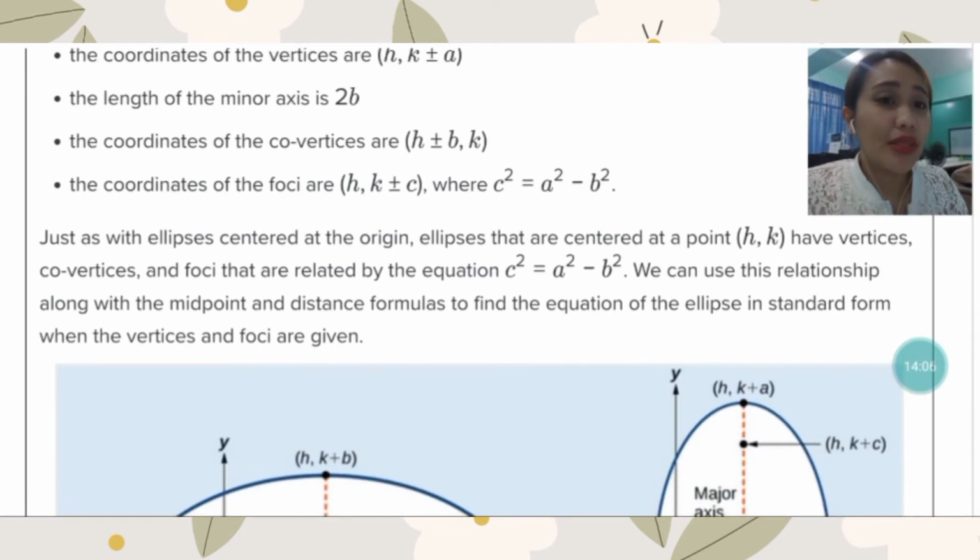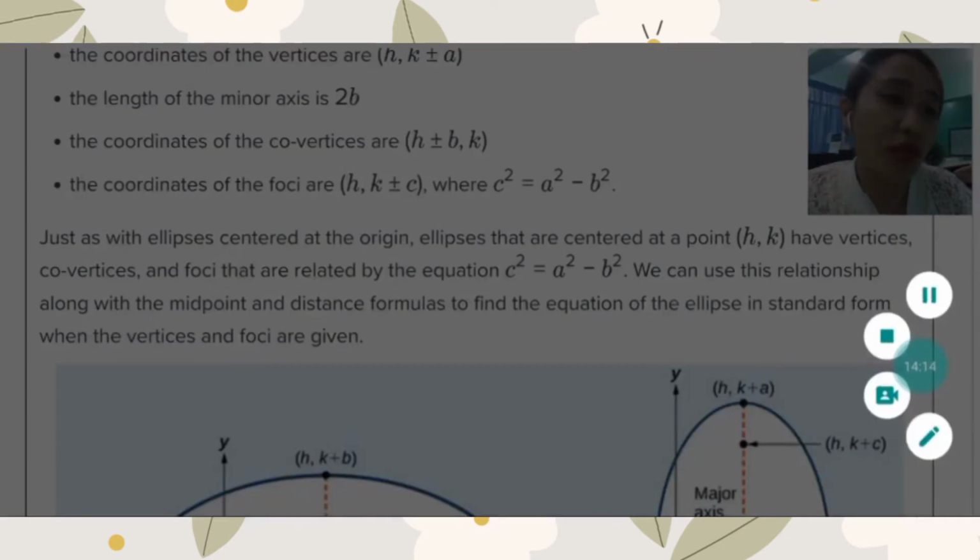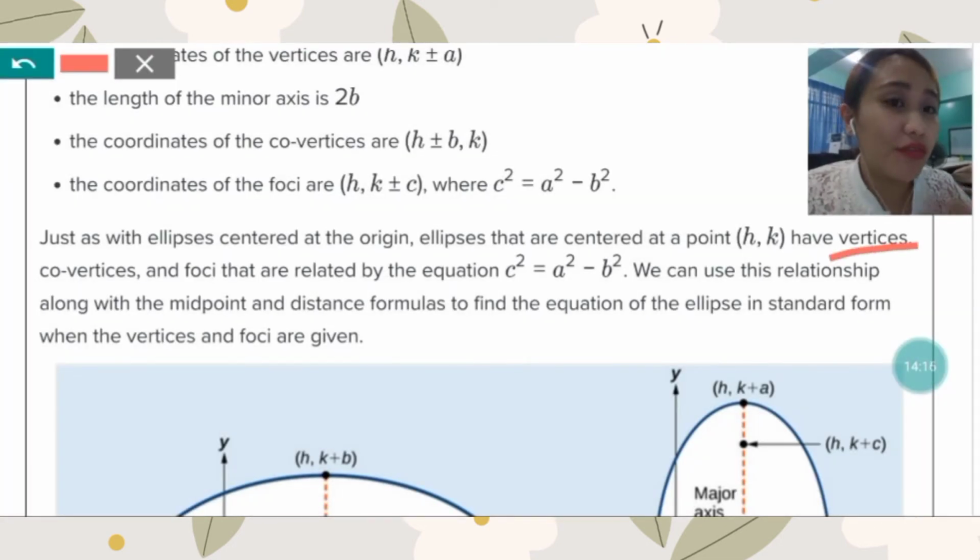Just as with ellipses centered at the origin, ellipses that are centered at point (h, k) have the same parts. They still have the same vertices, co-vertices, and foci that are related to the equation c squared is equal to a squared minus b squared. So we can use this relationship along with the midpoint and distance formulas, which you are already familiar with, to find the equation of the ellipse in standard form when the vertices and foci are given.